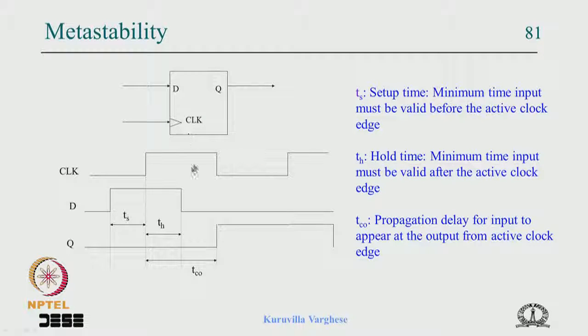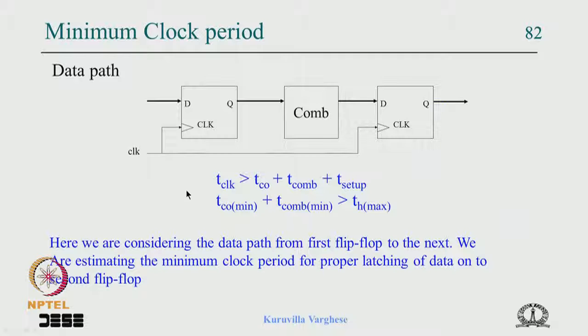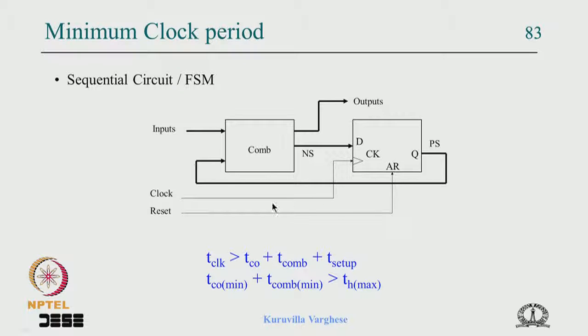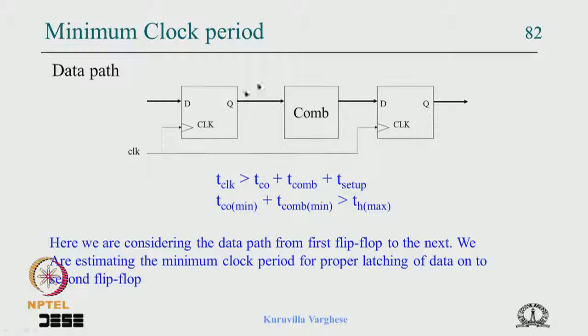In the last lecture we have looked at basically the issue of metastability. For a flip flop not to get into metastability, the input has to meet the setup and hold time. And for a data path or a register to register path, from that requirement we develop the inequality for the minimum clock period, and we develop the condition for non-violation of the hold time. The same thing applies to a sequential circuit or FSM, where the register to register path is between the state registers. The expressions are the same, because if you show it explicitly, separating the source and destination, it looks exactly like this.